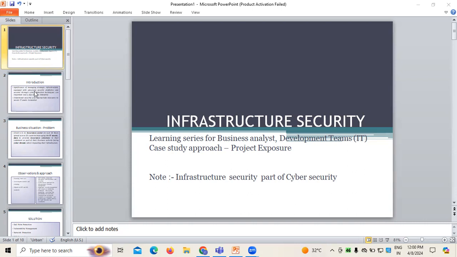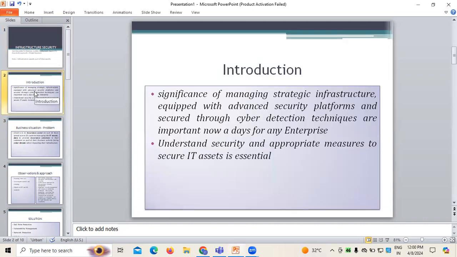Now, when it comes to the introduction of infrastructure security, first of all, we need to understand the significance of managing the strategic infrastructure, by implementing advanced security platforms and security applications, which will be used to secure, and by implementing different cyber detection techniques. Everything is important for any organization, right? For any enterprise, any organization, to protect from cyber threats, etc. Cyber security is one of the key and prominent elements.